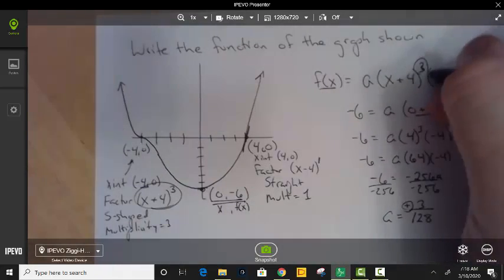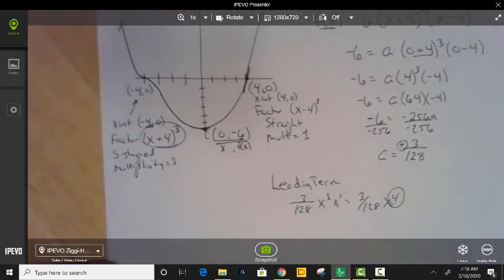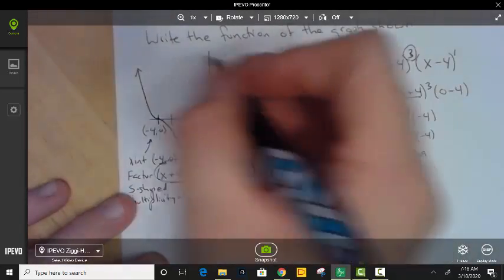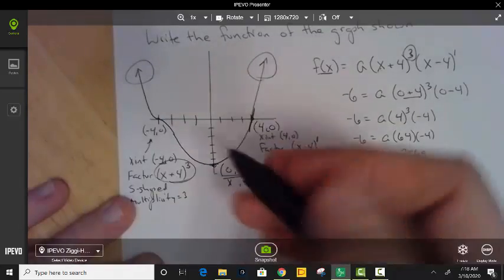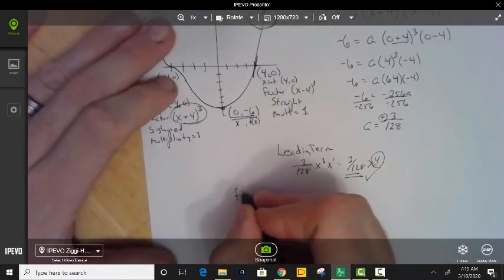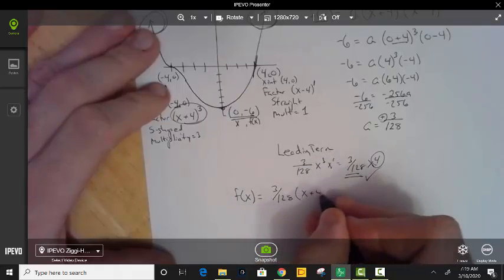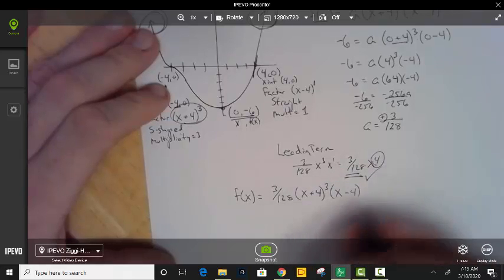And if you look up here, we have an x to the third, and this is x to the first. So our leading term would be 3 over 128 times x to the third times x to the first, which is 3 over 128 x to the fourth, which is even. The fact that it's even means that the two ends of our graph should be doing the same thing, which they are. And the fact that it's positive means that both ends should be pointing up, which they are. So that checks. Putting all this information together, the polynomial function in factored form is 3 over 128 times (x plus 4) to the third power times (x minus 4).